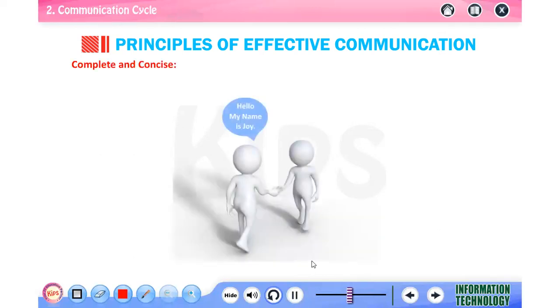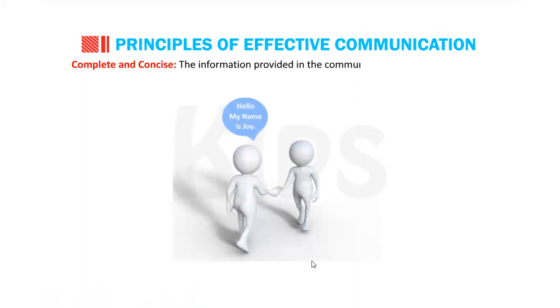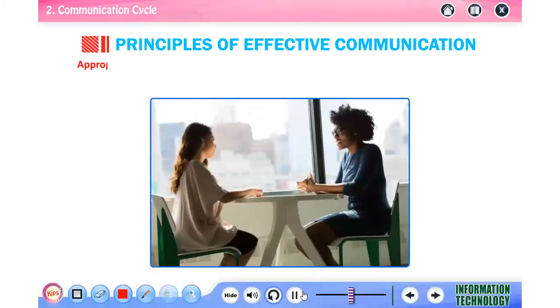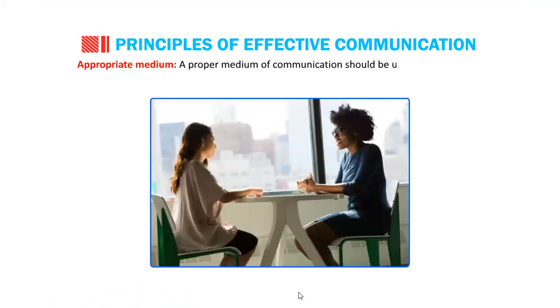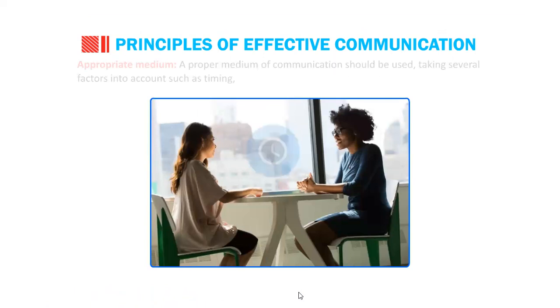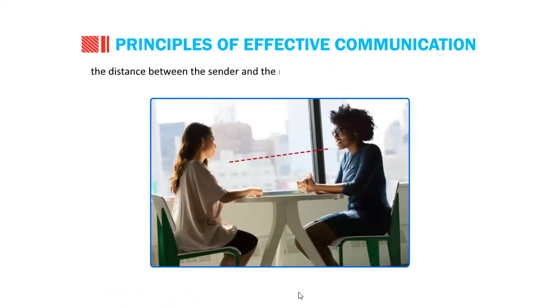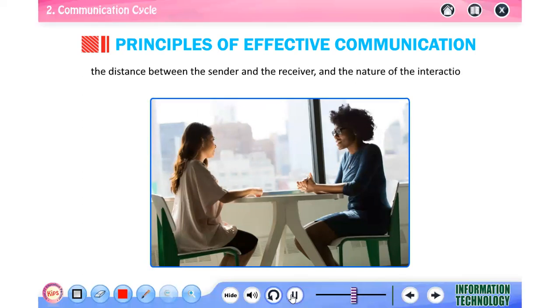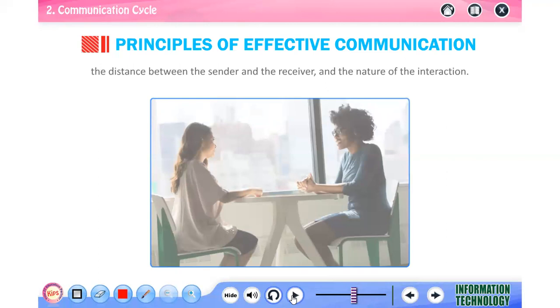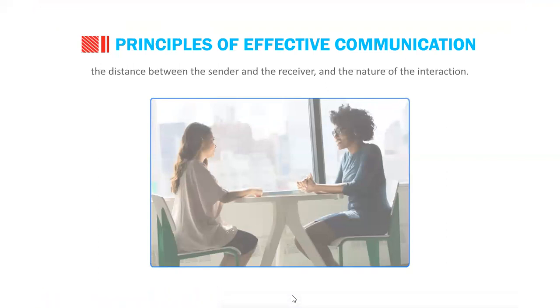Complete and concise. The information provided in the communication should be complete and to the point. Appropriate. A proper medium of communication should be used, taking several factors into account, such as time, the distance between the sender and receiver, and the nature of the interaction. Yes, appropriate medium. A proper medium of communication should be used.